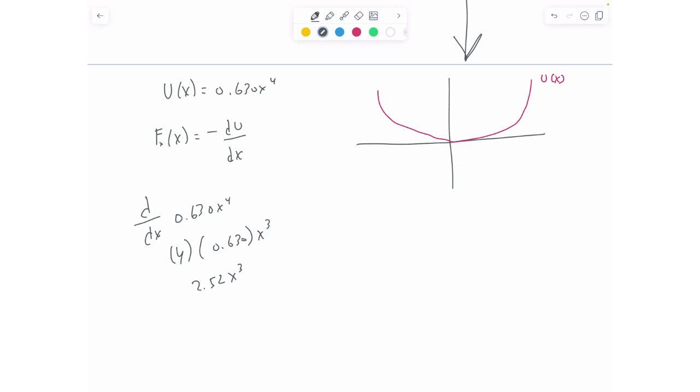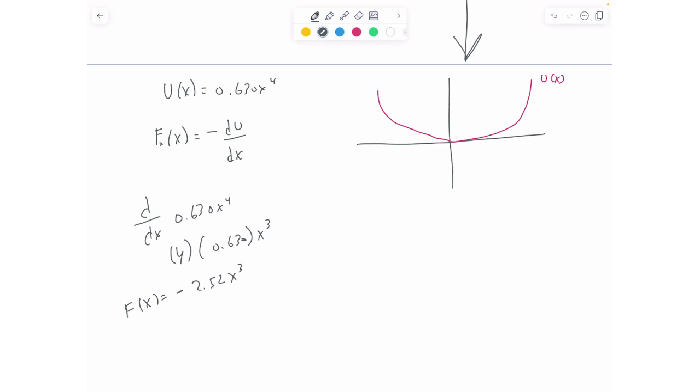Yeah, but this ends up being negative. This number is positive, right? If you just took the derivative of 0.630 x to the fourth, this number here is actually positive, but we want it to be negative because force is equal to the negative gradient. So this is f of x equals that. Okay, and so then that's it.